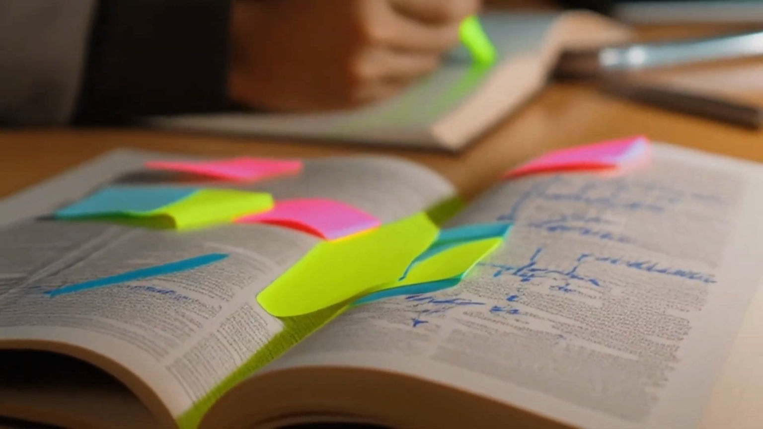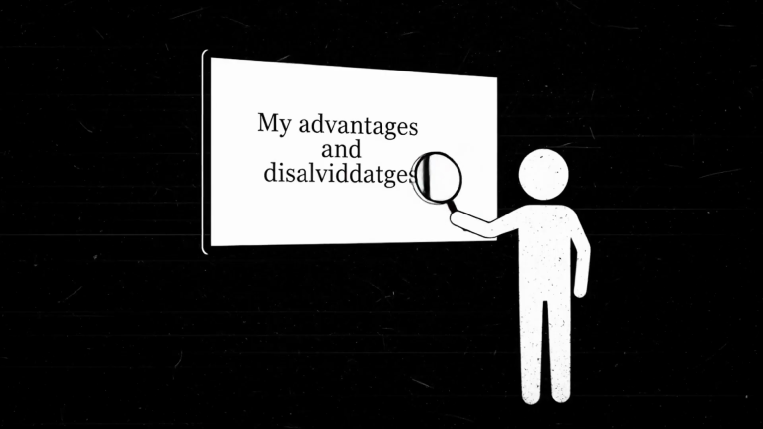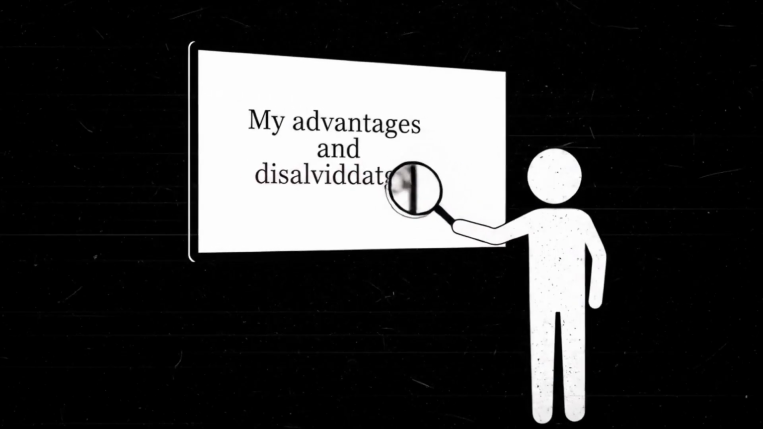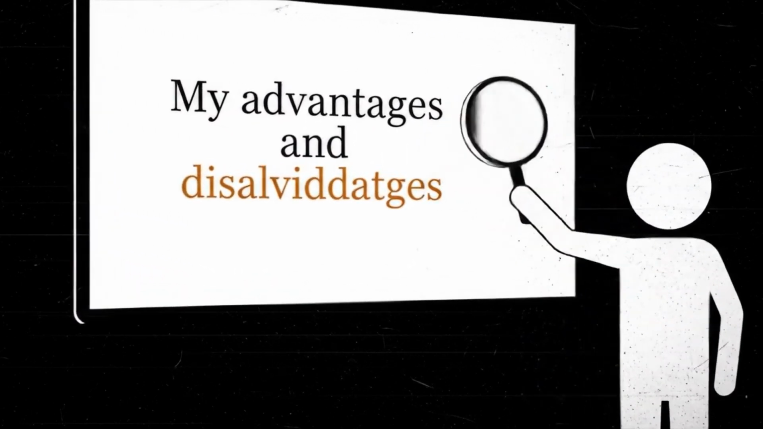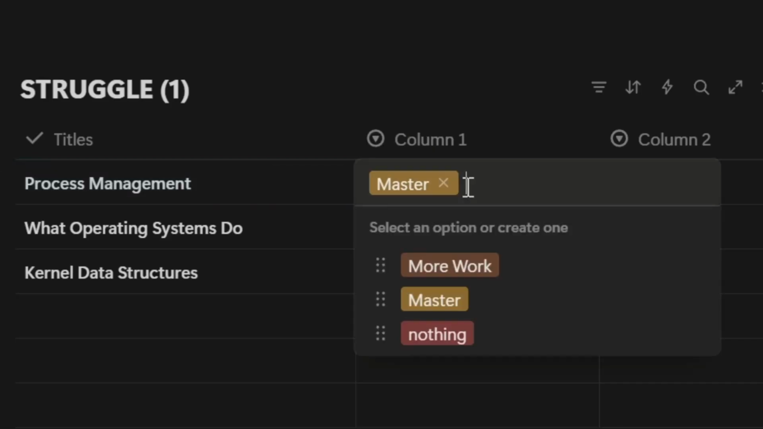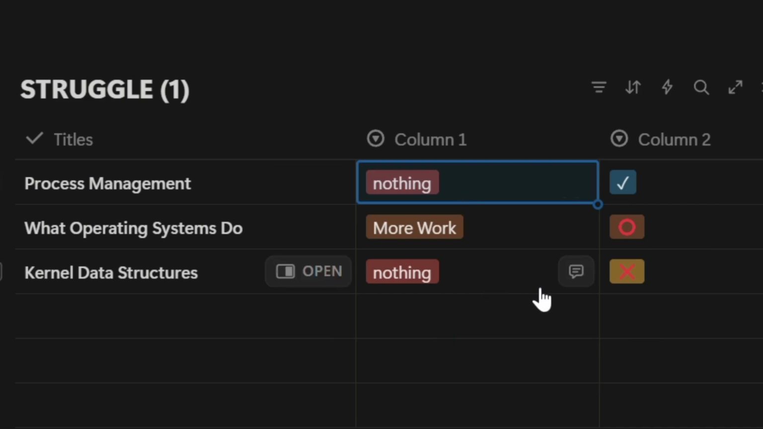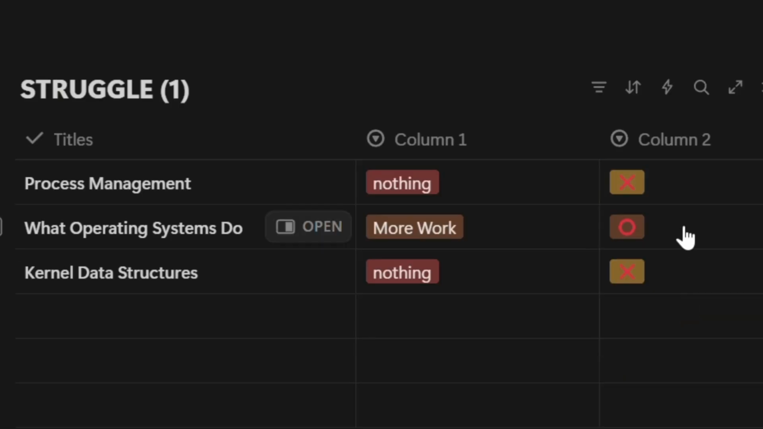3. Knowing your true self. Ayanokoji never just learns, he weaponizes information. He knows exactly what he knows, what he doesn't know, and how to use both to his advantage. So now, I need you to write in this table what titles you are master at, what you need more work on, and what titles you know nothing about. That will help you a lot in the next stage.